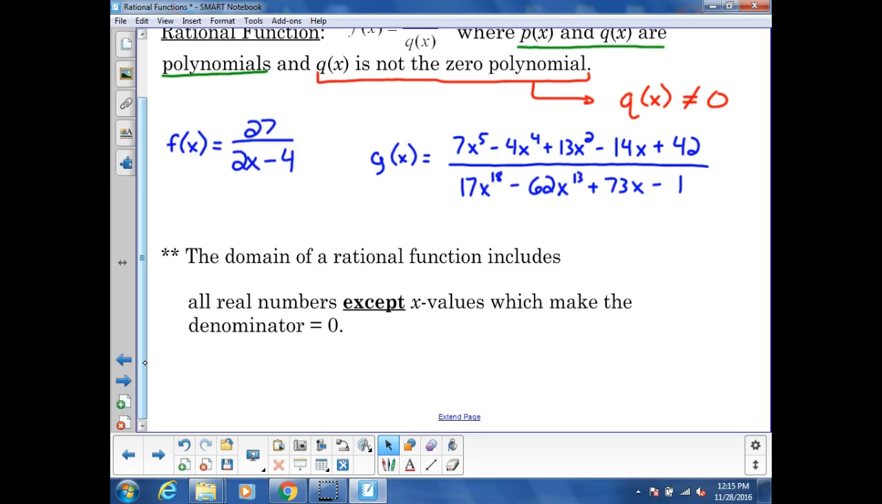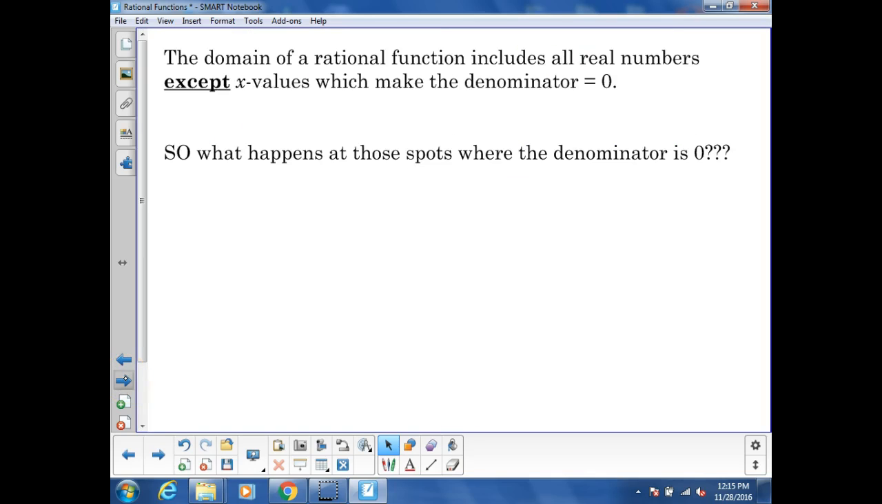So we start with the domain as all real numbers, but then we pick out what makes the denominator be 0. Now, the nice thing is, in the last chapter, we had to deal with radicals and we had to deal with denominators equal to 0. In this chapter, we just have to deal with denominators equaling 0. You don't have any radicals to deal with in this chapter. Fear not, it's at the top of this slide too. So, what happens at those spots where the denominator is equal to 0?